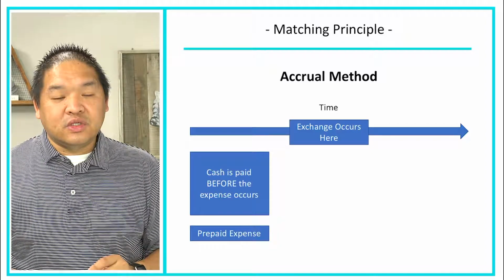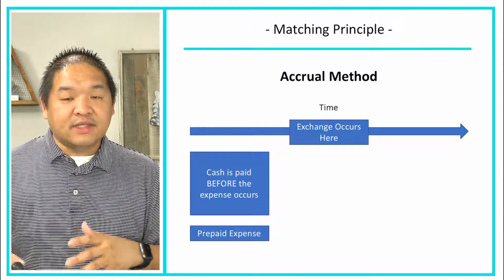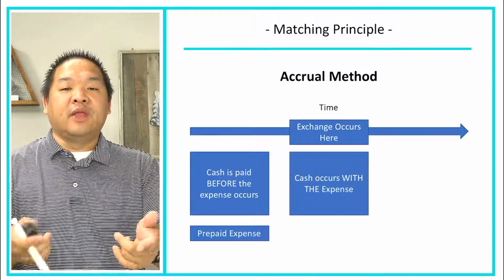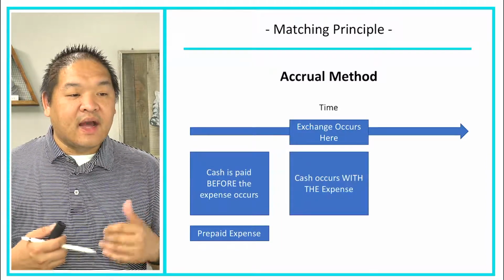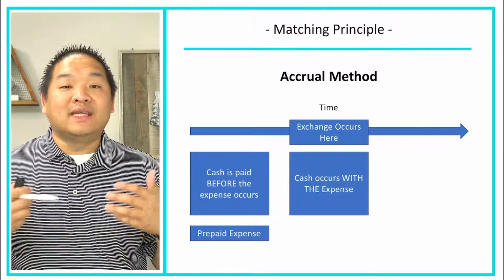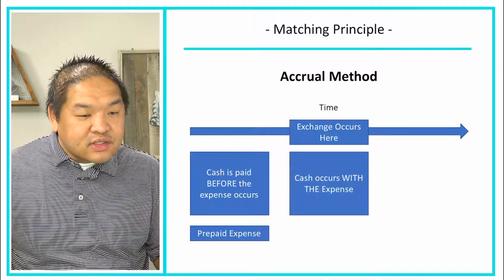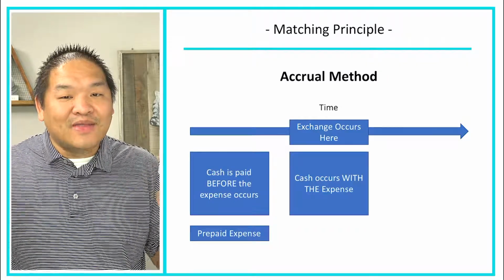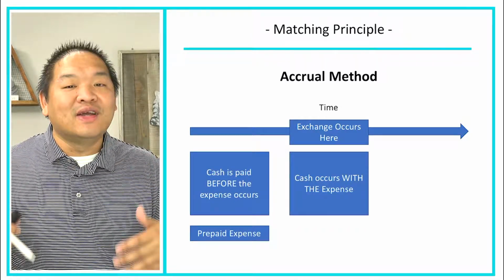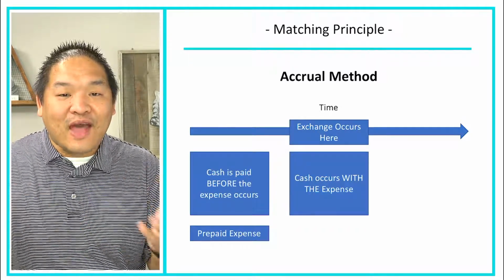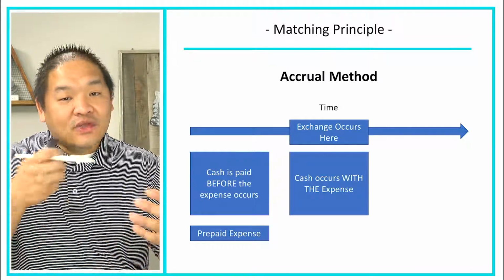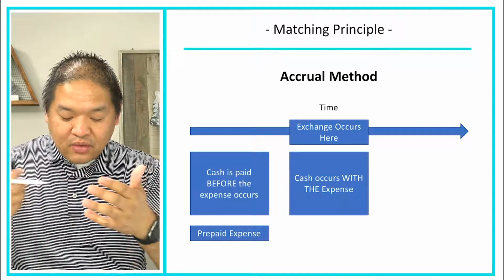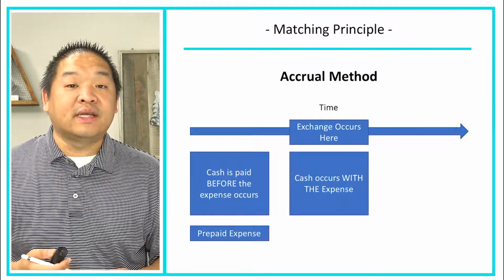The second scenario in which cash can actually affect an expense is when the expense happens at the same time cash is paid. So, for instance, a company takes their employees out to a dinner. Most of the time, that is not under the on account method. Usually, if you take your employees to dinner, the restaurant's probably going to ask for payment at that time that you take them out to dinner. So that exchange happens exactly when the expense actually happens. So cash occurs with the expense.